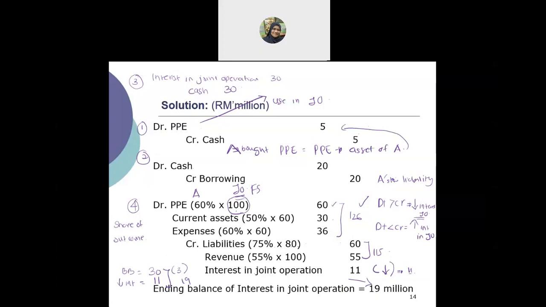So joint operations here means that A and B joined together. They brought their own assets and liabilities and use the assets and liabilities in the new company, because the new company that they form here, the joint operation, does not have its own assets and liabilities.